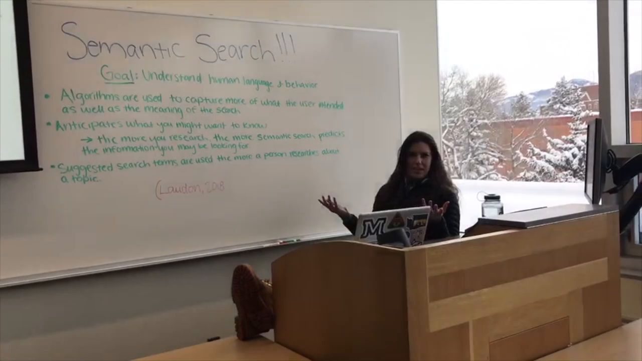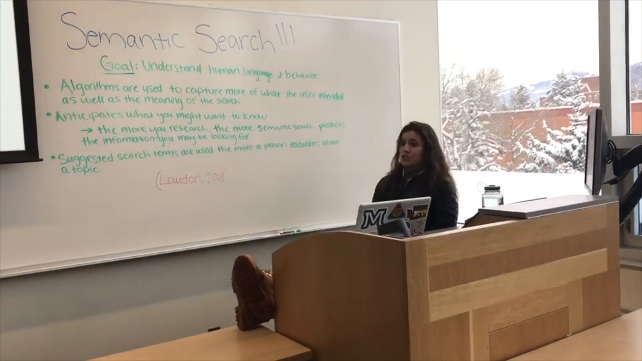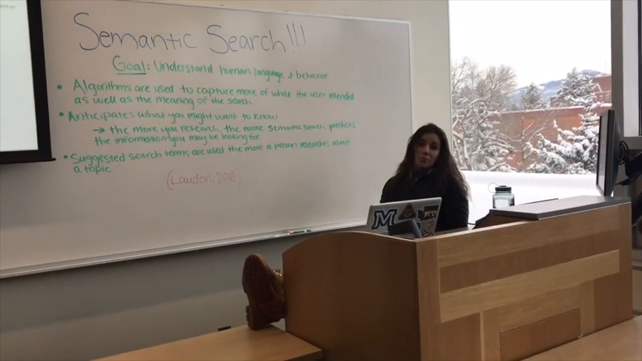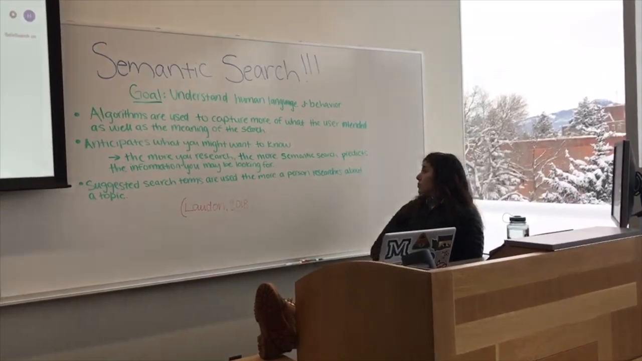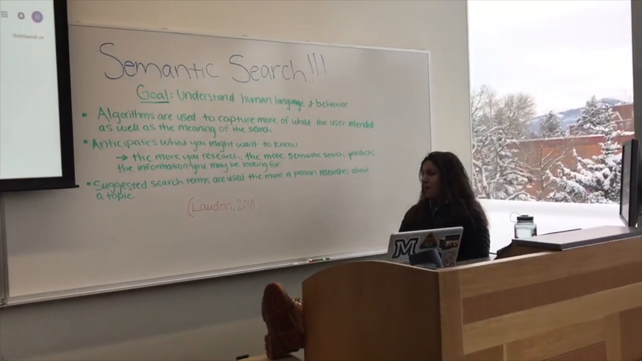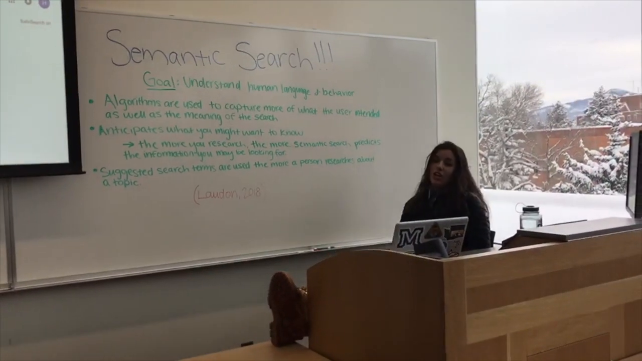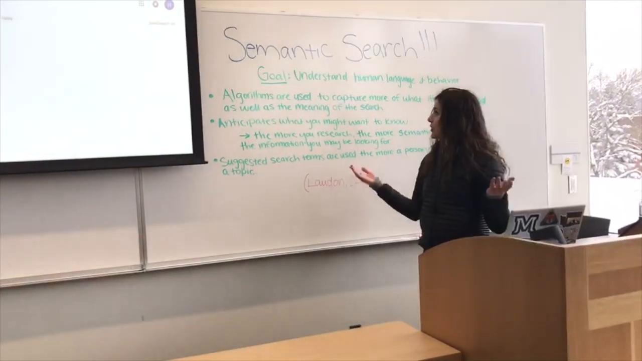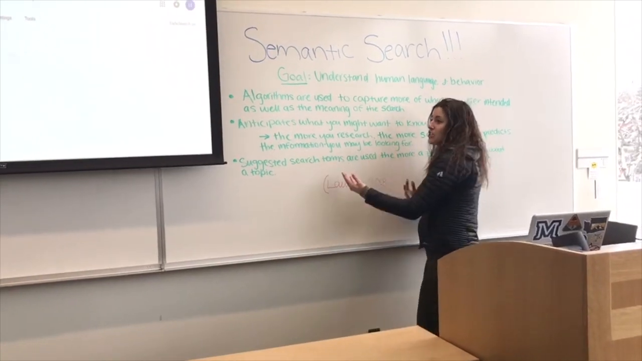So what does this mean? It means that platforms like Google can anticipate what you're going to search. The more you research, the more platforms like Google are going to predict the information you are looking for. Suggested search terms are used the more a person researches about a topic, and this information was found by Loudon in 2018. So, how is this different from your traditional or conventional searches? Well, the predictions and the anticipations of the searches.